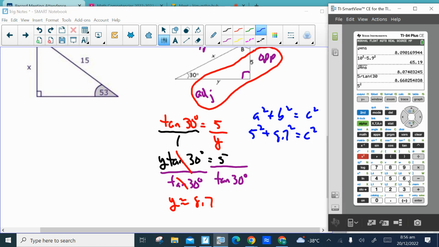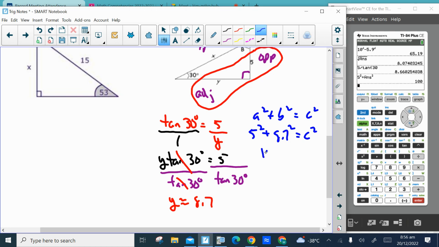So I got 5 squared plus, and again, I'm going to use the entire decimal in my calculator, that value squared, is exactly 100. And so when you take the square root of both sides, c is going to equal 10.